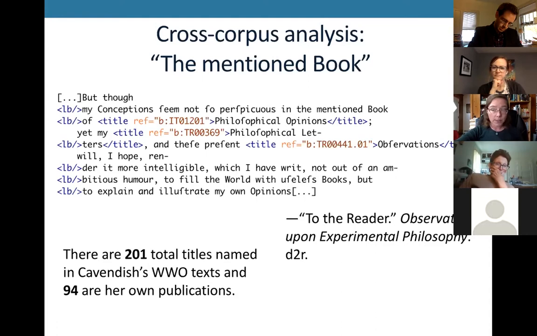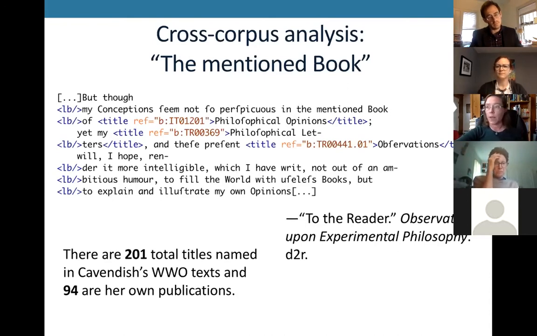As I noted earlier, one particularly powerful aspect of encoding is the formalization of linked information systems. Here we can see that each of these title elements has a ref attribute. These point to a bibliography of all of the texts named, quoted, or referenced in Women Writers Online. Markup like this allows us to be quite precise about observations like "Cavendish frequently names her own titles." In fact, out of 201 titles named in our Cavendish texts, 94 are her own.